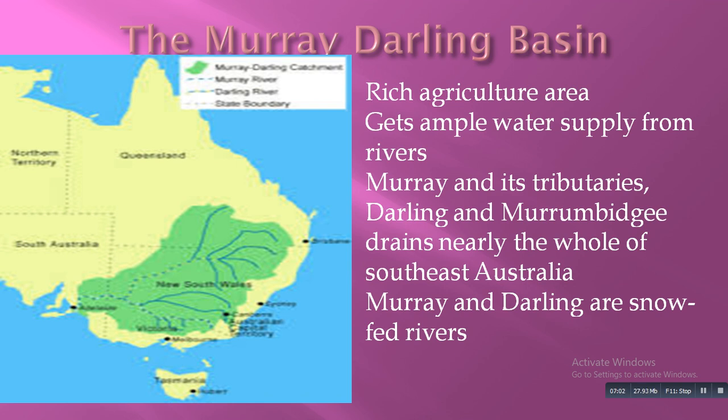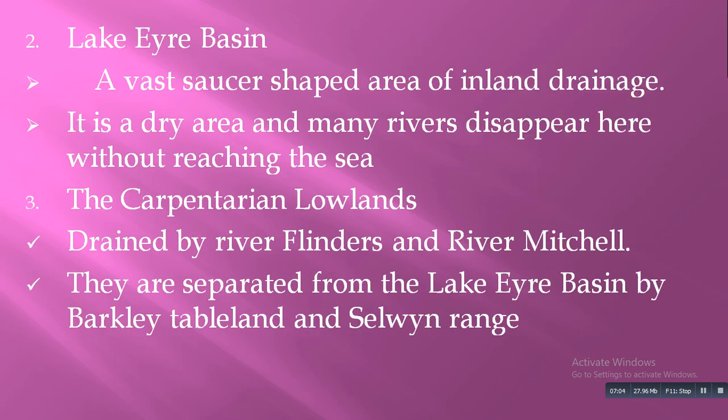Second one, Lake Eyre Basin. A vast saucer-shaped area of inland drainage. It is a dry area and many rivers disappear here without reaching the sea. So Lake Eyre Basin is a dry area. It is located in the middle of Australia, the southeast middle side of Australia.